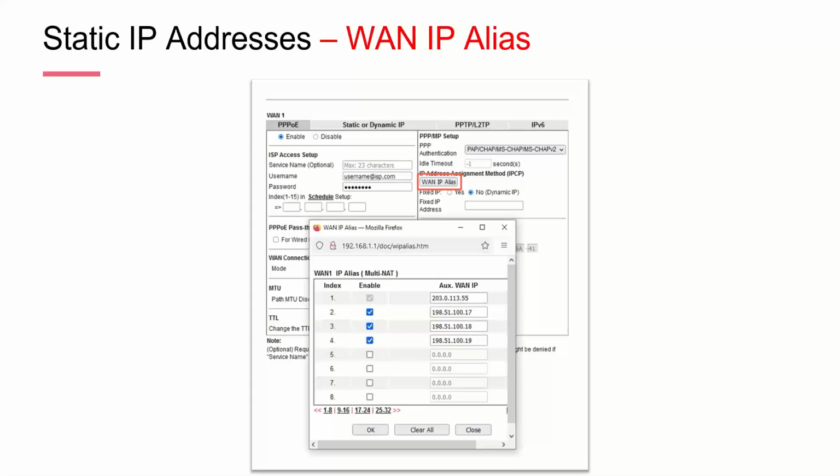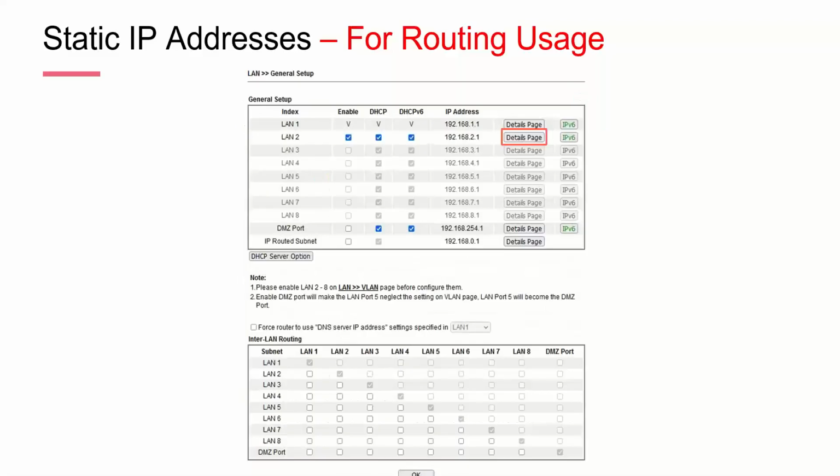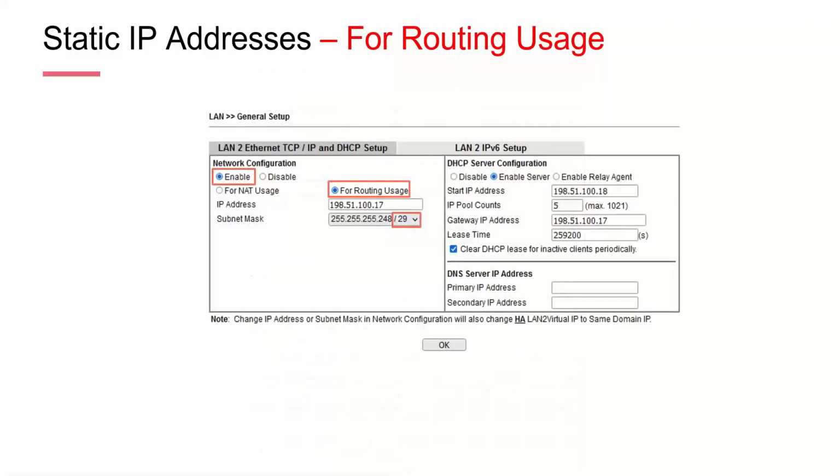But alternatively, you can use it in routing mode with static addresses. What you do there is enable LAN 2. So I've gone into the LAN VLAN, selected port 5 to be LAN 2. You could have more ports on LAN 2 if you wanted to, and then you go into the LAN general and enable that, select the details page, and then in LAN 2 enable it and select it for routing usage.